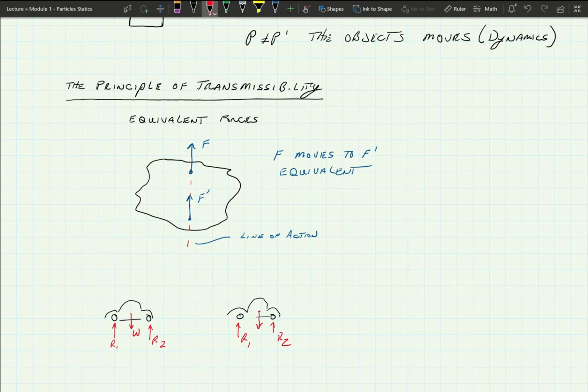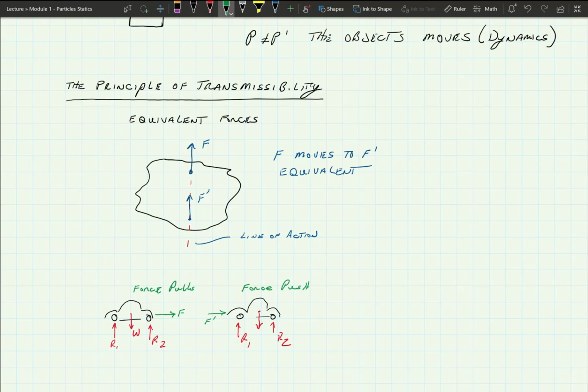But if we start with, I'm going to do this one in green, a force here that's pulling it, let's call it F, I could also take the same car and put the force back here and call it F prime. So in this one, the force pulls, and in this one, the force pushes. Okay, but each of those are going to cause some movement.